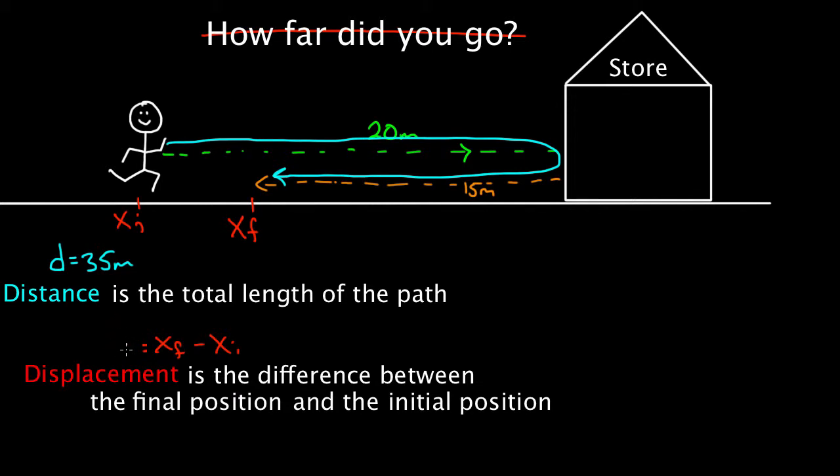And we don't use D for displacement. That'd be dumb. But we already used it for distance. If we use it for displacement too, how are we going to tell what we're talking about? We need a different symbol. The symbol we use is delta x.